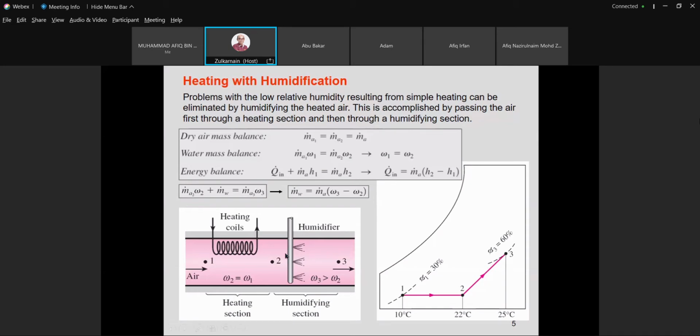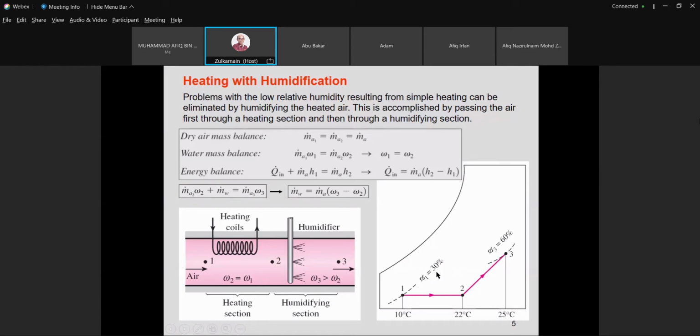So this can be represented on the psychrometric chart as point 1 to point 2, horizontal. The sensible heat is being used in order to increase the temperature from 10 degrees C to 22 degrees C. If we project to the right, we have omega 1 equal to omega 2, right?